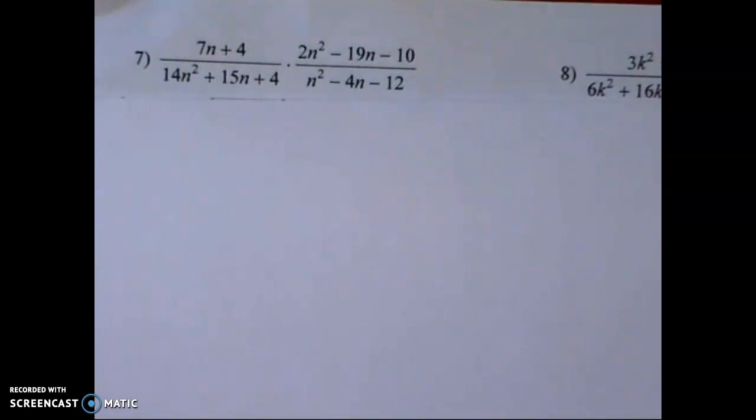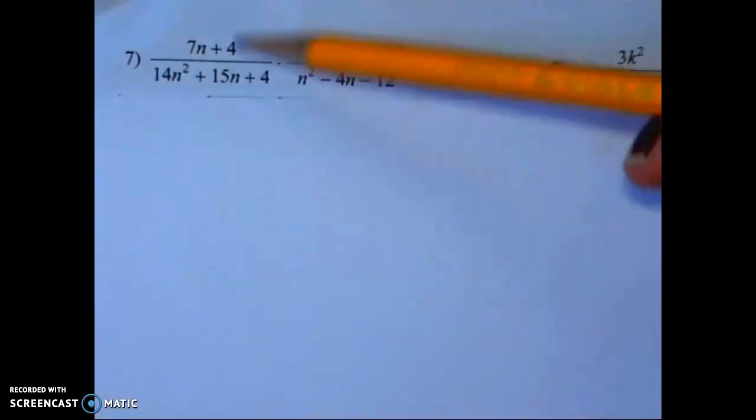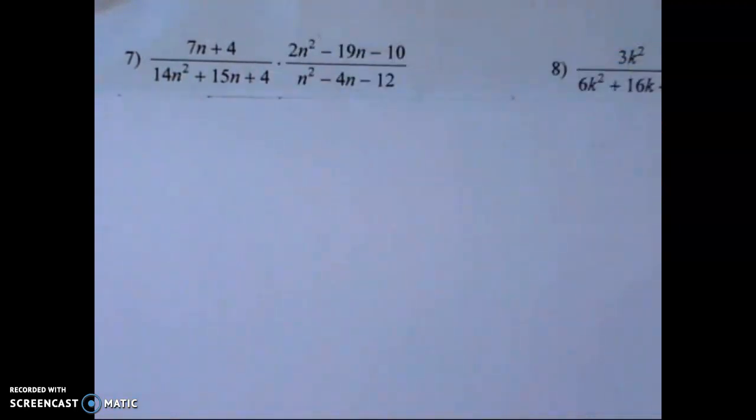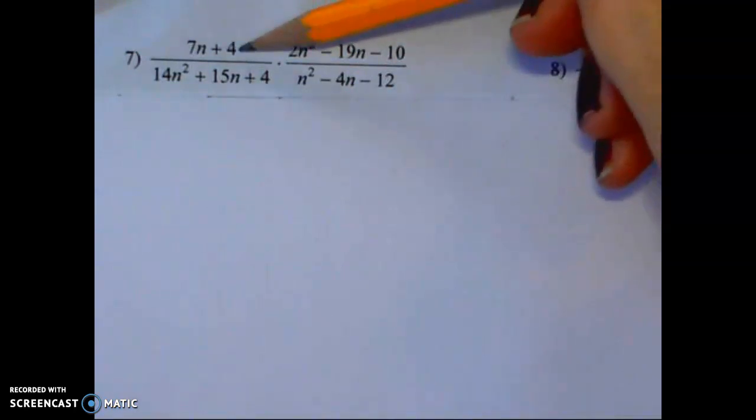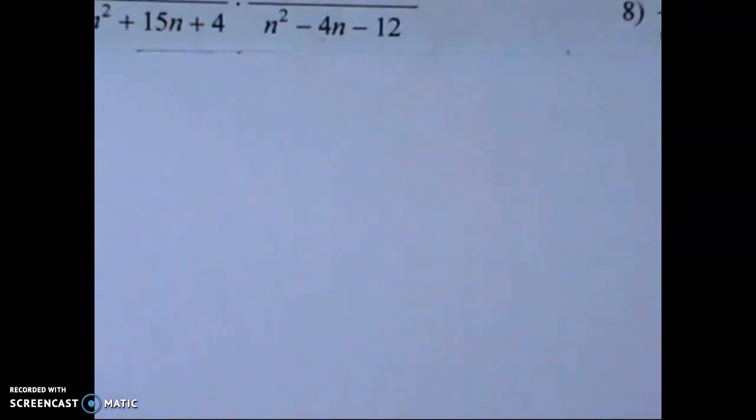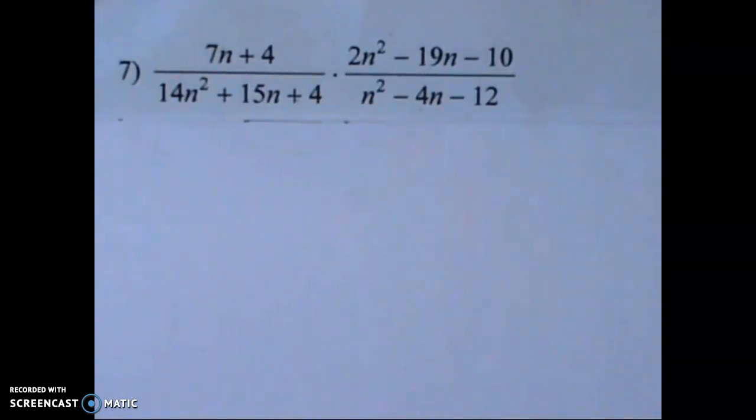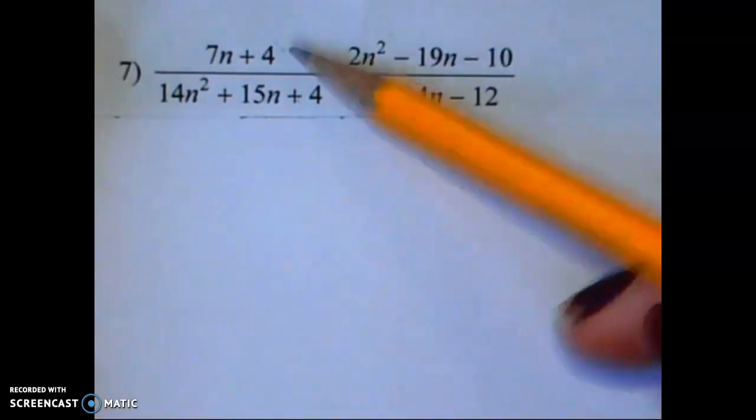So for number 7, it's a multiplication problem, and that just means we have to factor 1, 2, 3, 4 times. No worries. In this numerator, it's a binomial, so it's either going to be a factor out the GCF, or it's going to be a factor by grouping. No, I'm sorry, factor out a GCF, or a difference of squares. And, well, that's neither. So I'm just going to rewrite this numerator underneath.